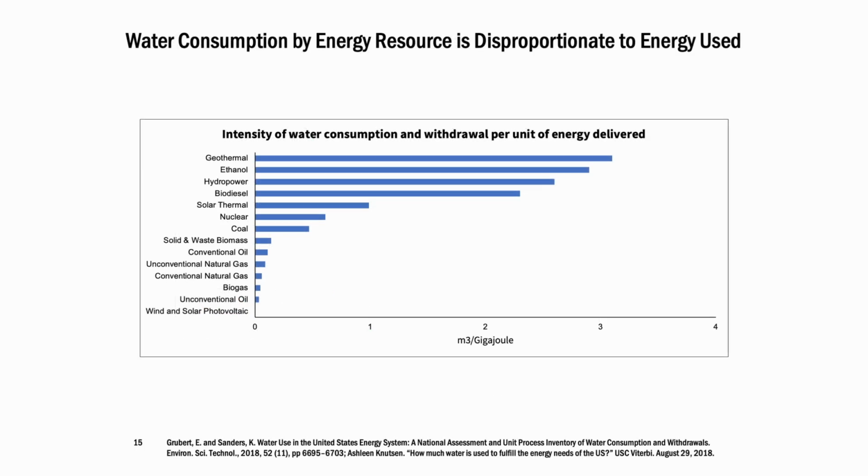Again, with water resources, this is a reminder from the environment lecture. This chart shows water use intensity of different energy resources that's normalized based on the role within their energy mix. And you can see that renewable energy resources, wind and solar, use the least amount of water, but renewable energy resources like geothermal, ethanol, and hydropower also use the most water.